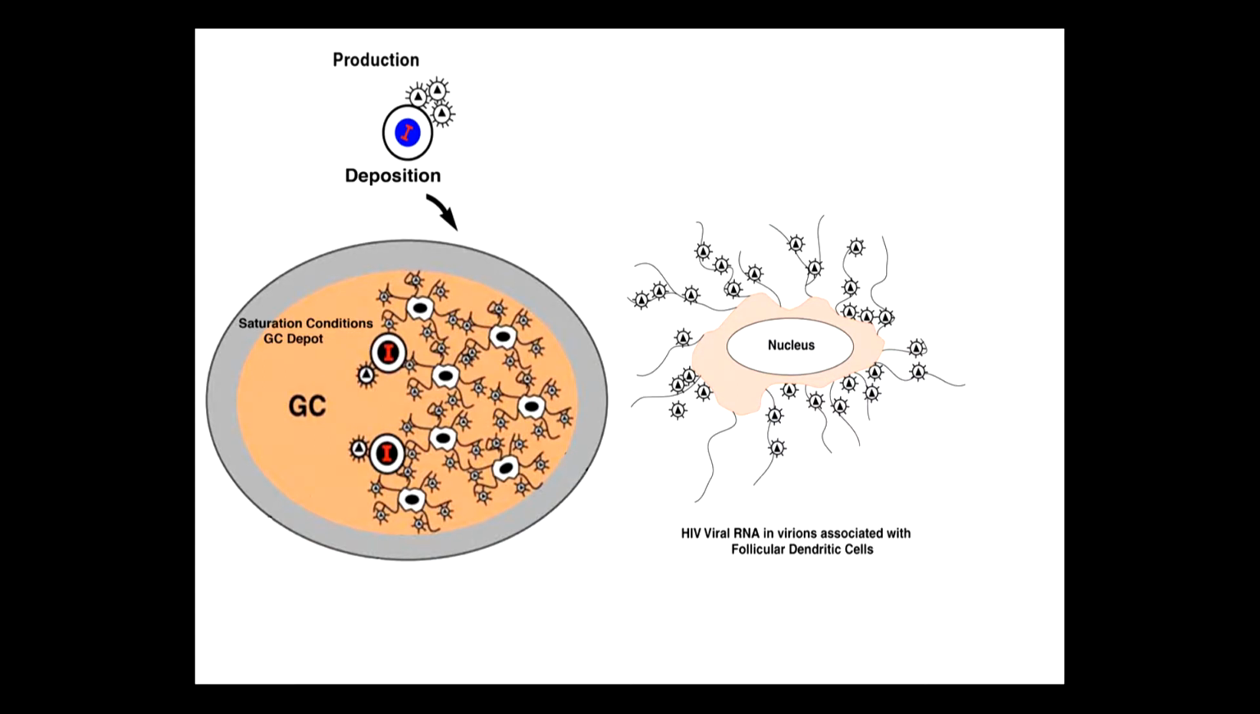So in the T-cell zone, you have infected cells making virus. They get brought into the germinal center and are deposited on the FDC network. And there's one circumstance that I'll describe in a moment where this actually happens in the germinal center. But this is what this looks like. You have the nucleus with these processes and the virions that are associated with it.